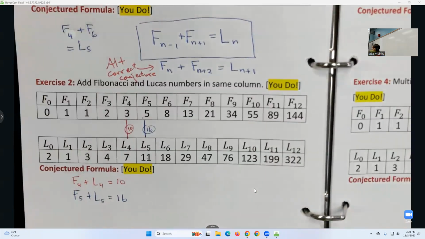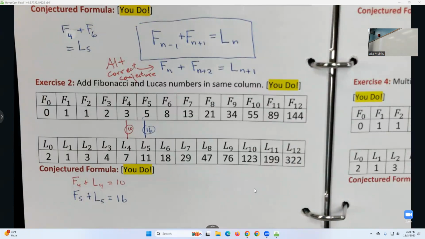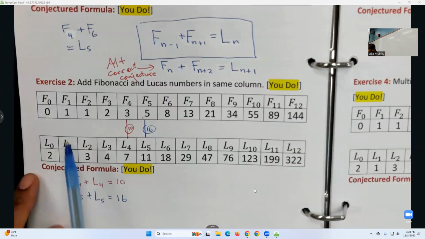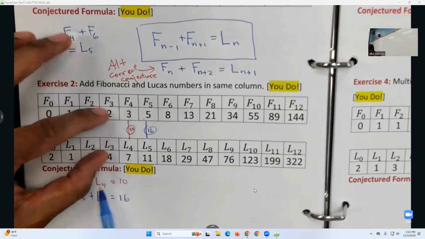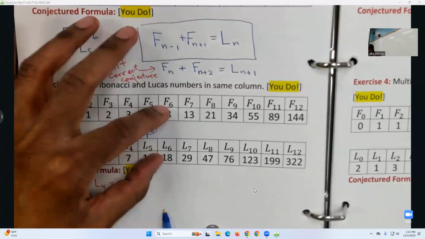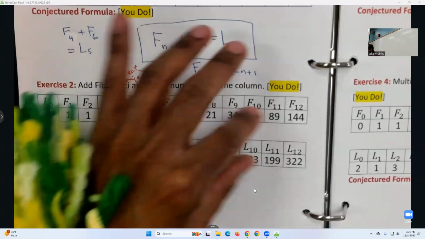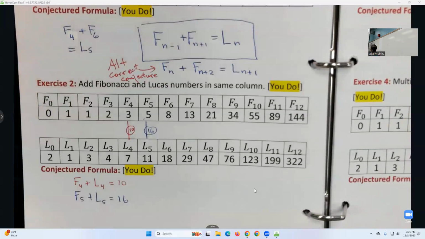The bottom row seems like, well, it doesn't have. That's the interesting part, where the even numbers are placed in both of them. Have you noticed the even numbers are in the same columns? Does anyone notice that? Zero's even, by the way. The next even ones are 2 and 4. The next even ones are 8 and 18. The next even ones are 34 and 76. The next even ones are 144 and 322.